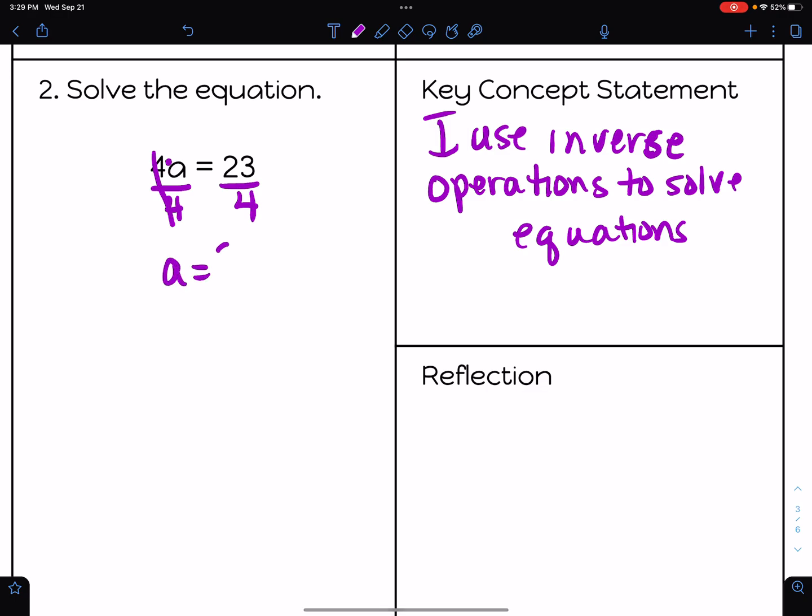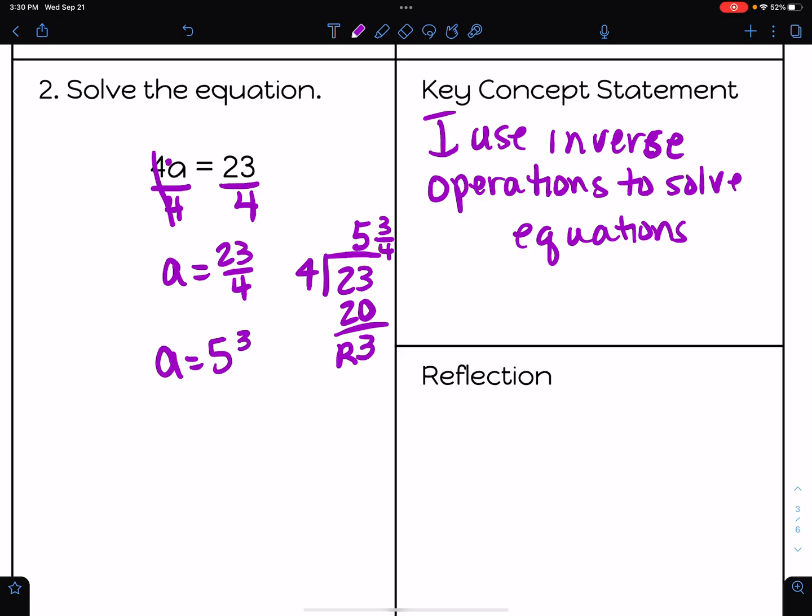23 divided by 4 is the answer, but I cannot leave it like that. So 23 divided by 4, I can get 5. 5 times 4 is 20. I have 3 left over. So that remainder goes on top of the 4. So A equals 5 and 3/4. Now, just in case you guys are forgetting, the reason why we do that is because if this was a negative 23, it's got to keep following itself down. So my answer would then be negative as well.